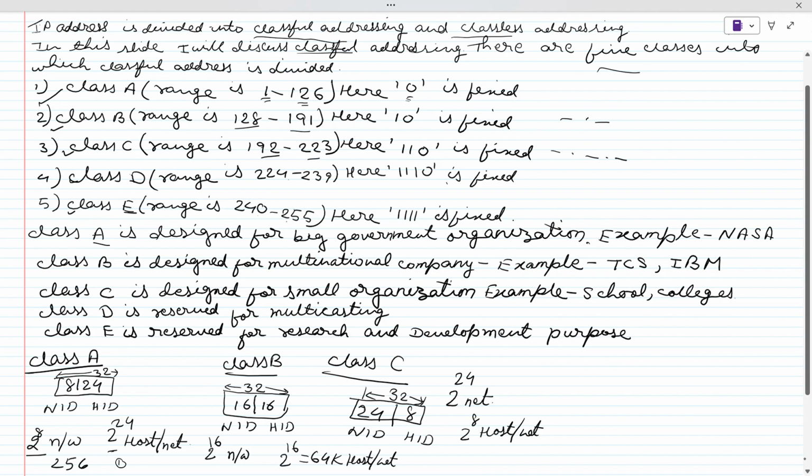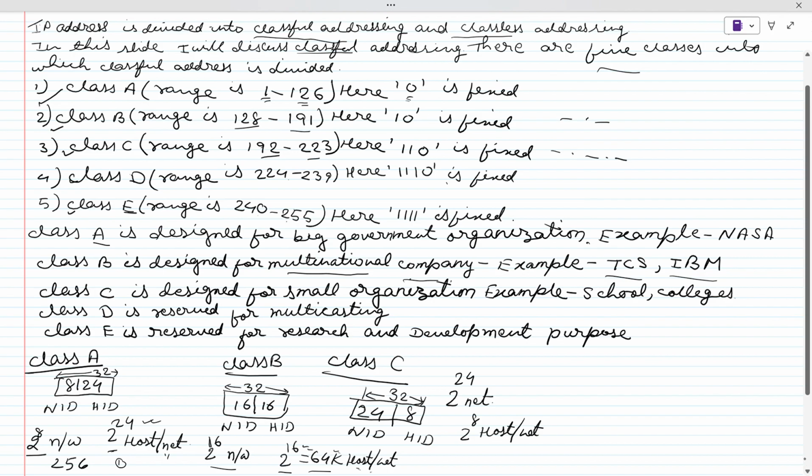Then class B is used for multinational companies like TCS and IBM. Why? Because the network ID is 16 bits, so 2 to the power 16 networks, and hosts per network is 2 to the power 16, that is 64K. So it is quite less, because in class A 2 to the power 24 host computers are required for one network, and this has been reduced in class B to 2 to the power 16 or 64K host computers for one network. So it is used in multinational companies.